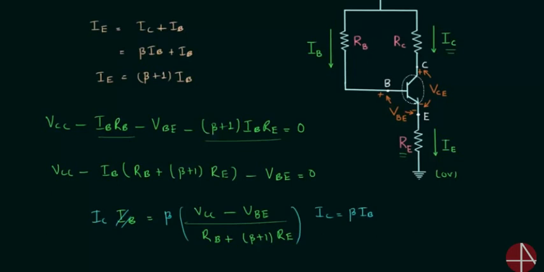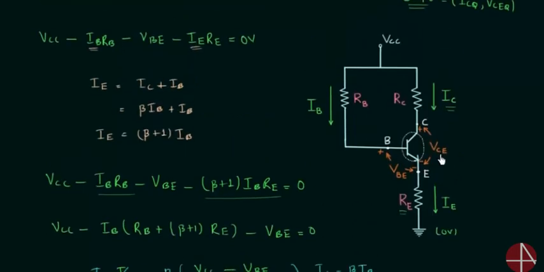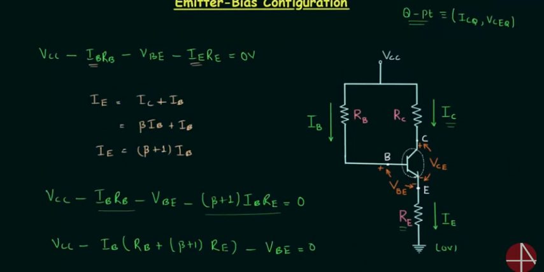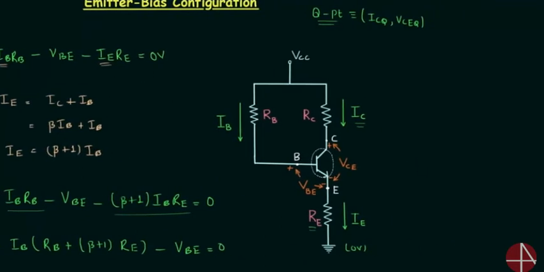The next thing is the calculation of voltage VCE, and for this I will use KVL in the output loop. After using the KVL in the output loop, we have VCC minus drop across this resistance, ICRC, minus VCE, minus drop across the emitter resistance, IE, equal to 0. By using this equation we can easily calculate voltage VCE.